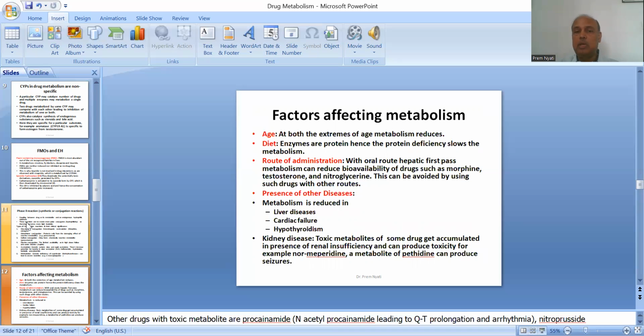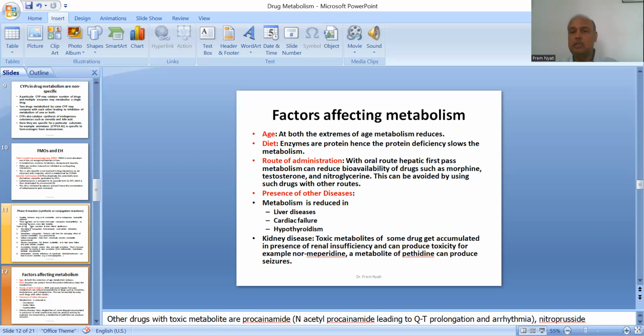So this can be avoided by using such drugs with other routes, since these drugs get extensive hepatic first pass metabolism during their access to the liver. And this is the reason why there is a difference between the oral and sublingual dose of these drugs.